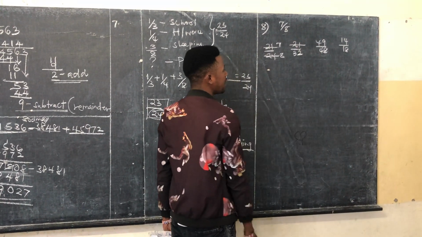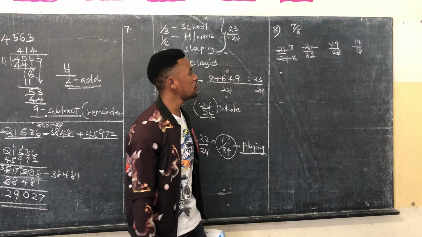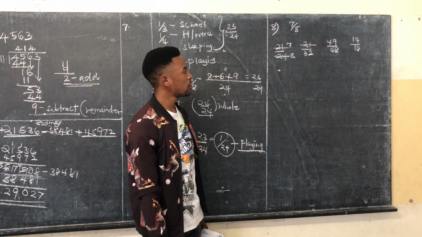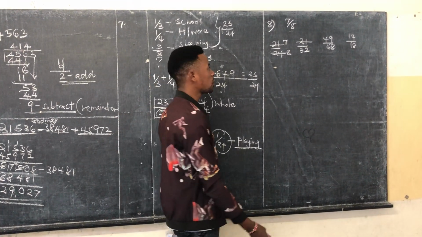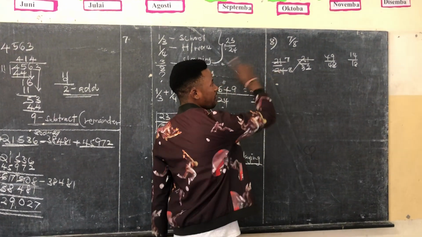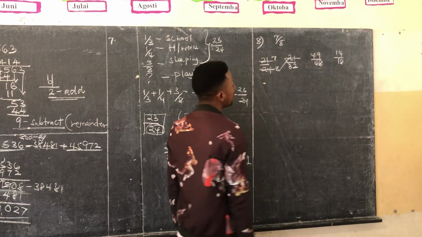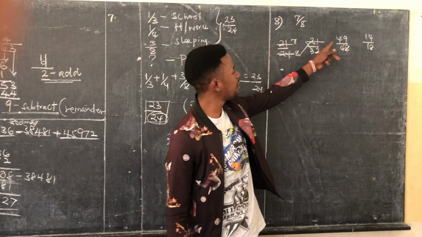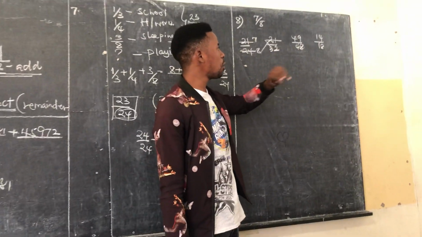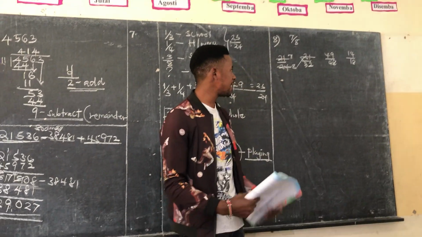there is no common divisor of 21 and 32. So this one cannot be an equivalent fraction of 7/8. 49/48, common divisor of 49 and 48? I don't think they share a common divisor. 49 and 48 don't share a common divisor.